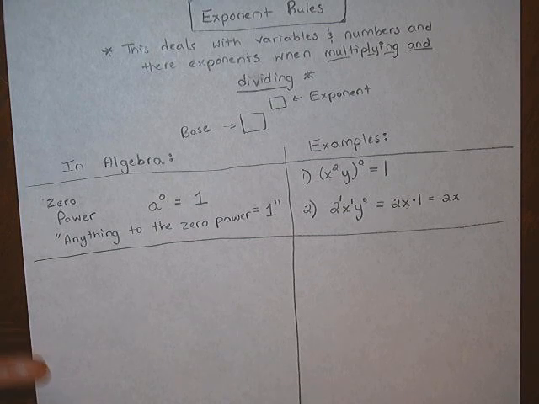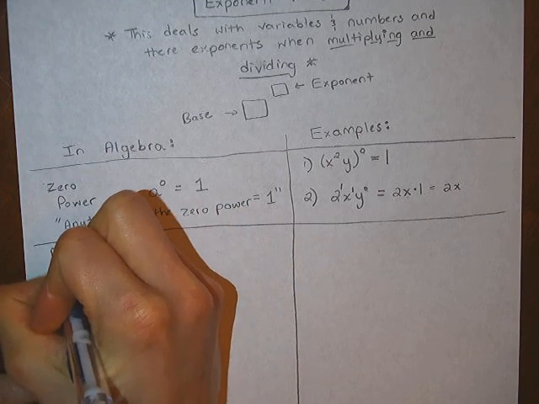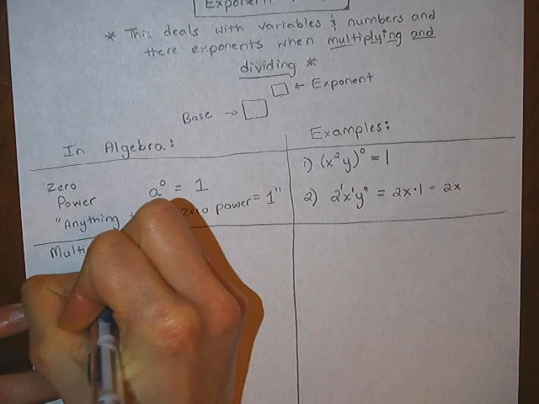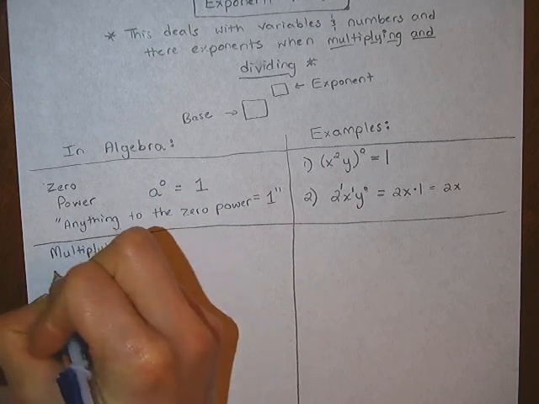Okay, so that's the first exponent rule. The next exponent rule that you've got to learn is what to do when you're multiplying like bases.